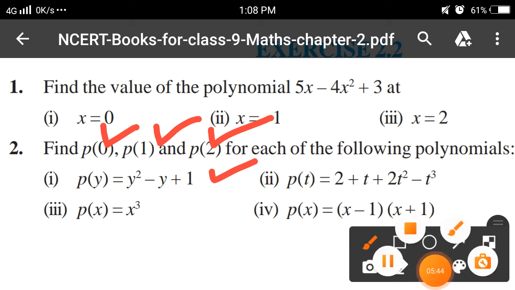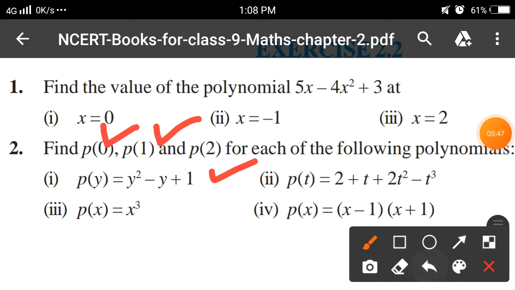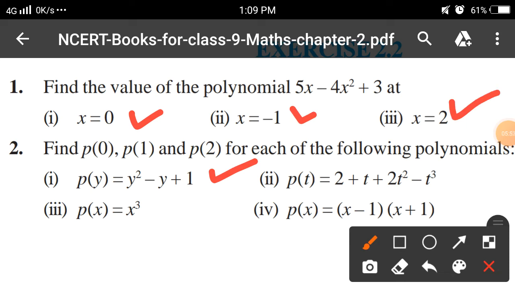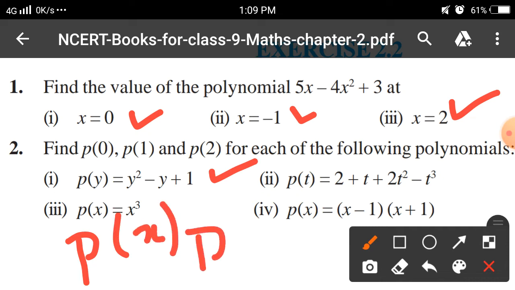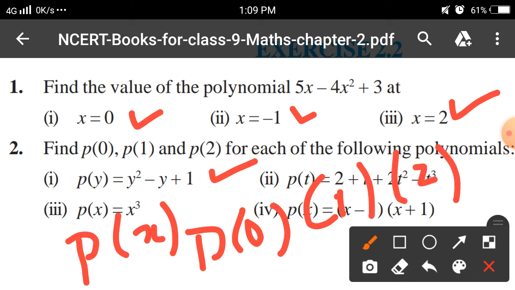If you guys observe, for the before main question we were supposed to have x values given in the problem itself, but here they have given the question indirectly. Instead of giving the variable x as some value, they have given p of x as p of 0, p of 1, p of 2, like that. That means we have to take the x value as 0, 1 and 2, and also we have to find the values of the particular polynomials here. Okay, so let us see the solution for this.